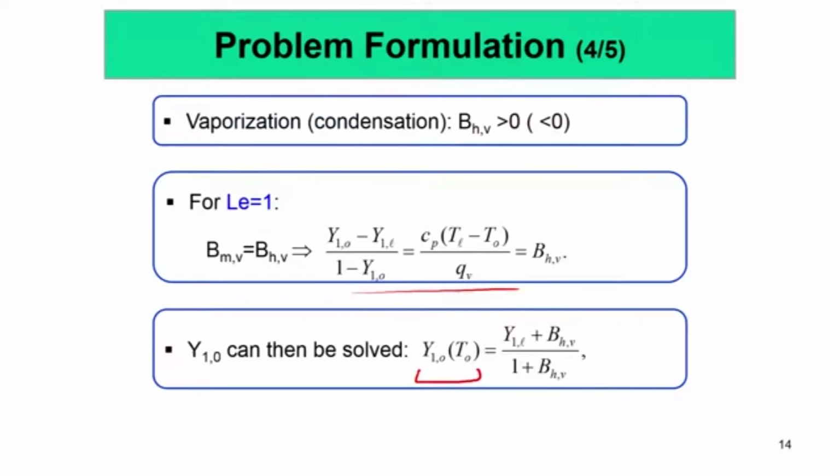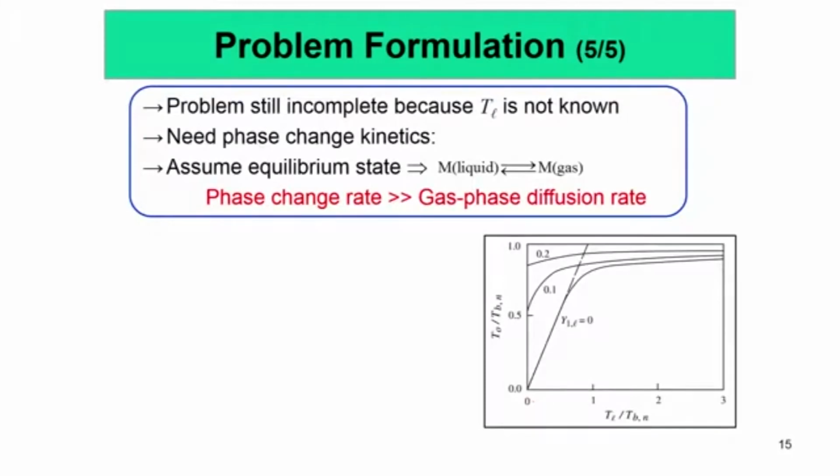So, Y_1,0 as you see is essentially a function of T_0, and that is equal to Y_1,L plus B_H,V divided by 1 plus B_H,V. And this is still not solved, because this T_0, that is the temperature at the surface, is not known, and for that we need phase change kinetics.